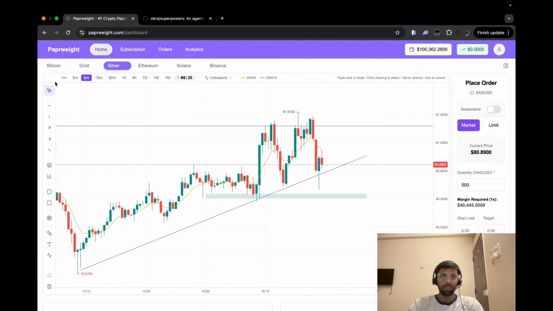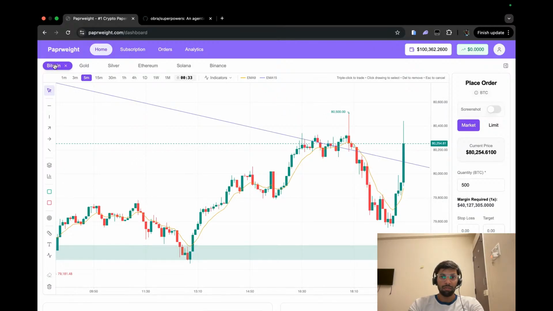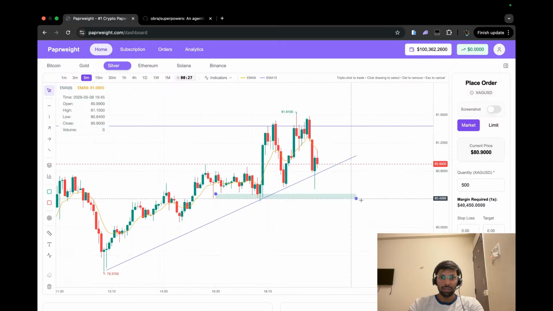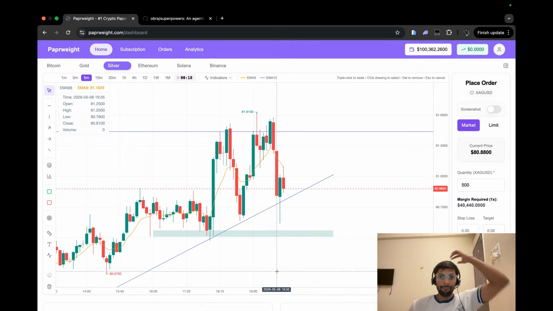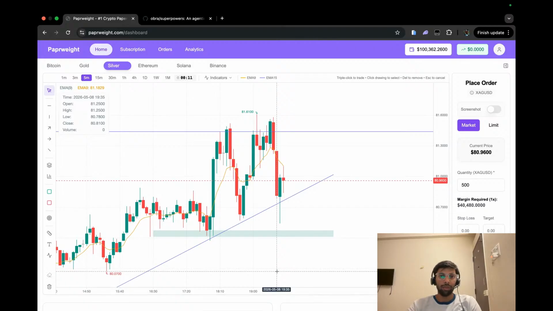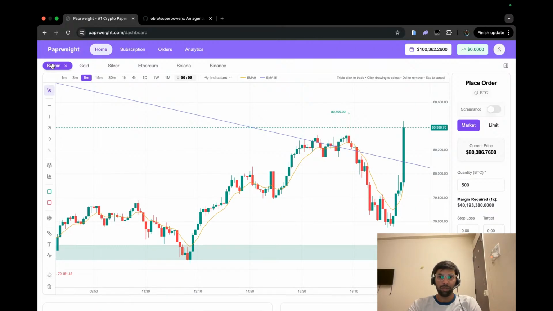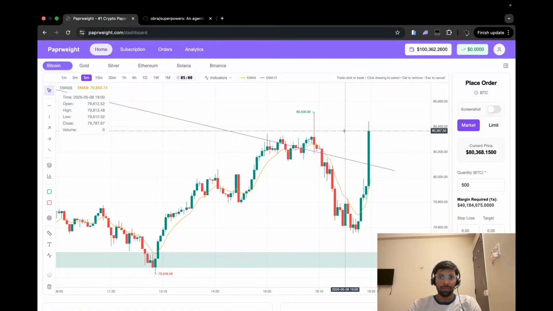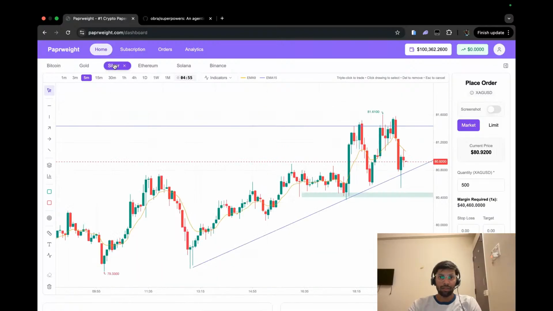30 more seconds to close this candle. Aggressive buying in Bitcoin, guys. 12 more seconds to close this candle and Bitcoin will come. Okay. What is Silver doing?